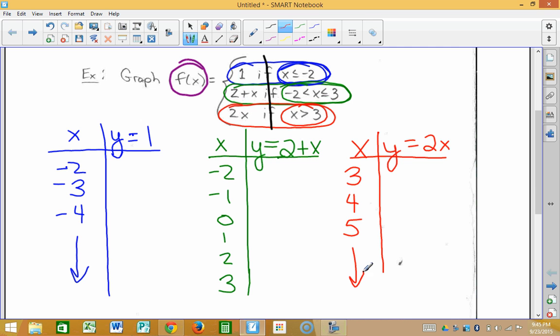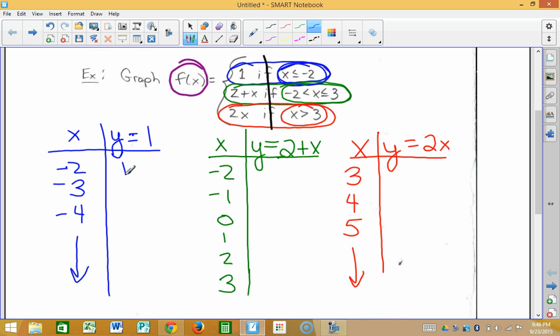All right, so now we just have to plug in the x values and get some results. So we'll go back over here to the blue equation, and we're going to plug in negative 2 for x in the equation y equals 1. Now, since there are no x values, that means no matter what value of x we plug in, we're always going to get the result of 1.